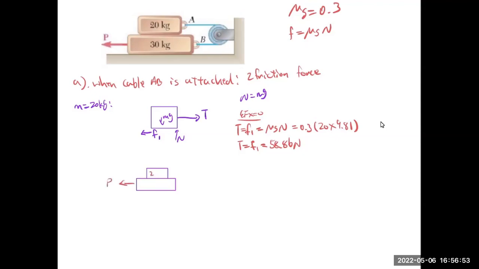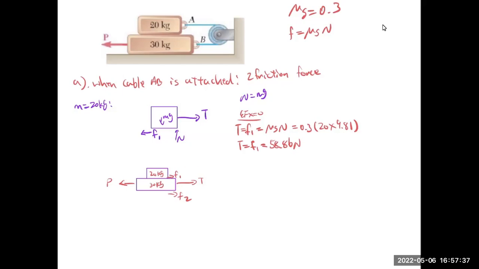This block is 20 kilograms, this one is 30 kilograms. And then here's the frictional force F, and here's the tensional force T, and then here's the frictional force. Let's call this F2. Okay, and how do I know friction is going in this direction?